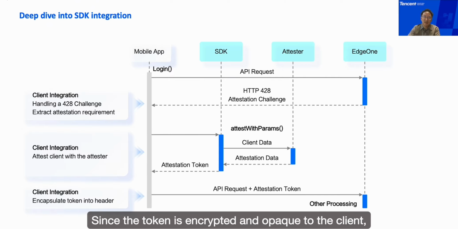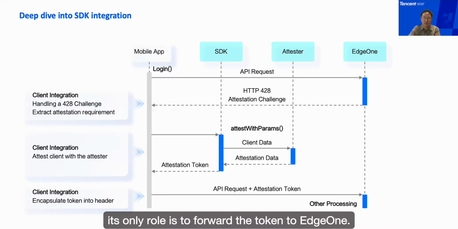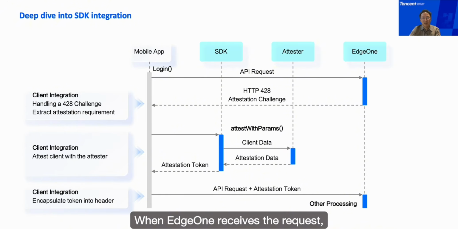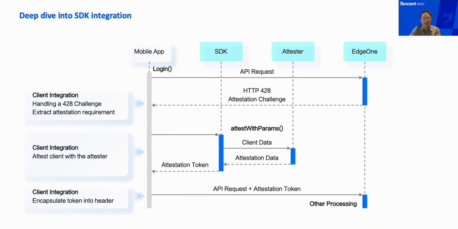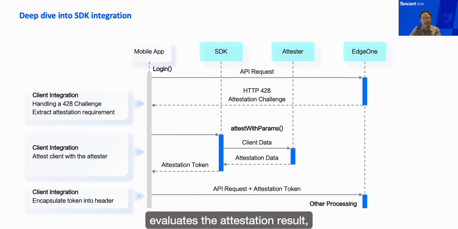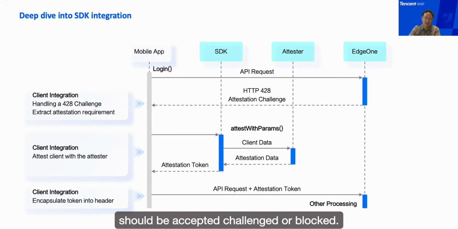Since the token is encrypted and opaque to the client, its only role is to forward the token to EdgeOne. When EdgeOne receives the request, it extracts and decrypts the token, evaluates the attestation result, and applies the configured security policies to determine whether the request should be accepted, challenged, or blocked.